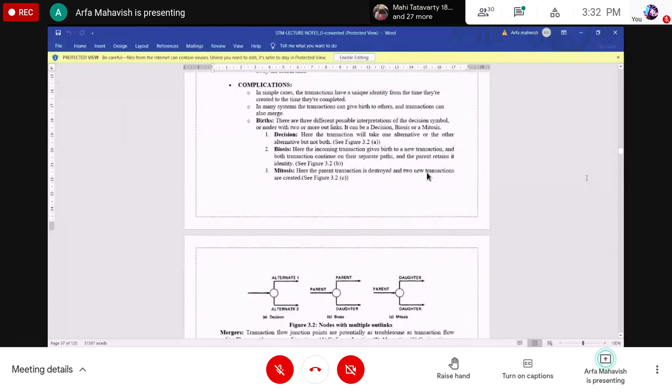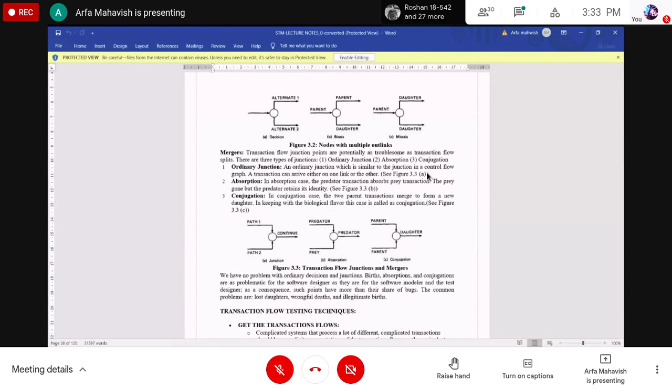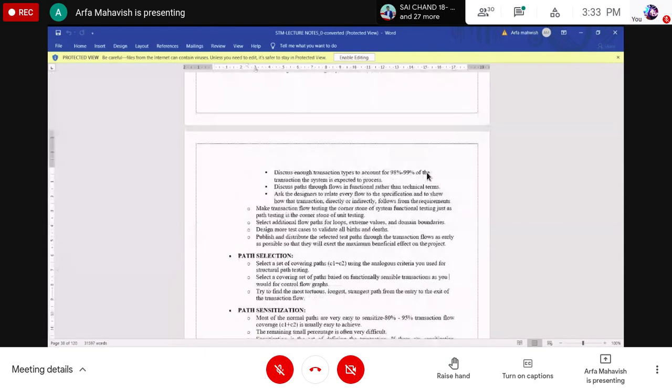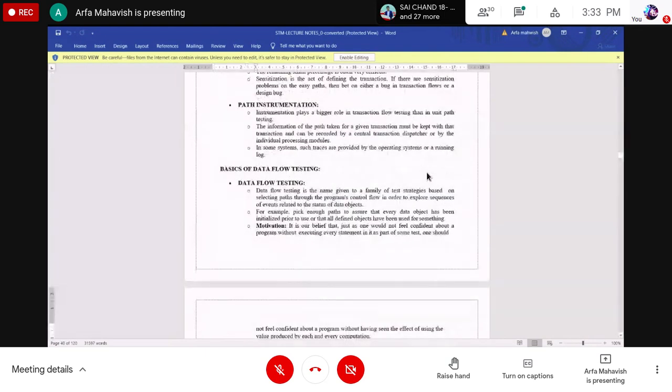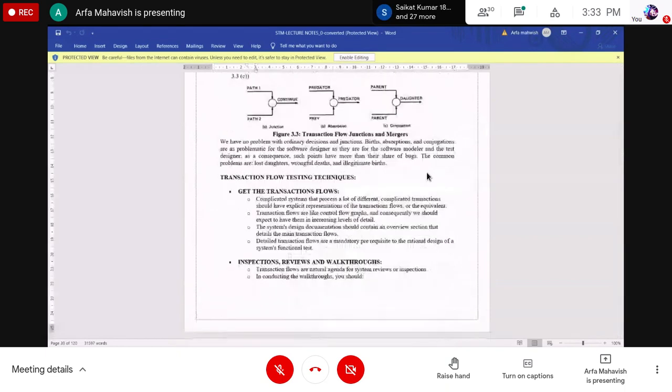Here we don't have the example diagrams, I've taken them from other notes. So just go with this. Okay, we will finish this topic also.